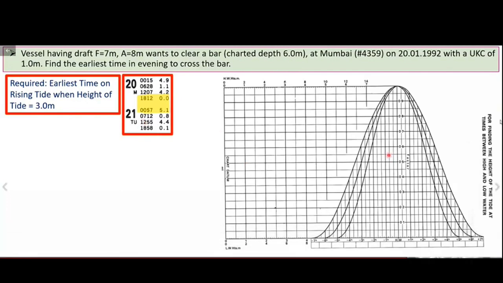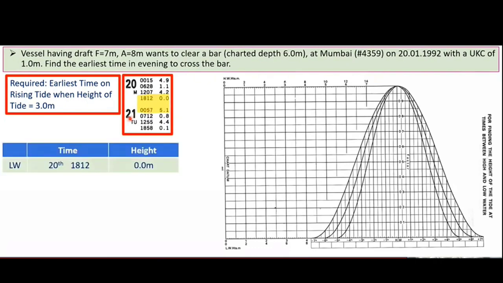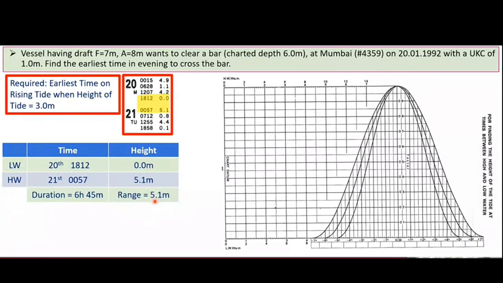Here is the diagram to facilitate interpolation. And now we find out the duration and range of tide between these two. So we have low water at 1812 on 20th when the height of tide is 0. We have high water at 0057 on 21st when the height of tide is 5.1 meters. The difference between these two gives us the duration of tide, which is 6 hours 45 minutes. The difference between these two gives us what we call the range of tide, which is 5.1 meters.